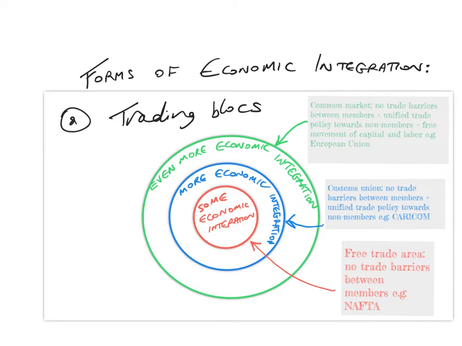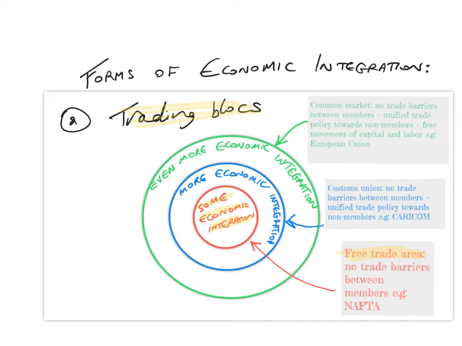The second form of economic integration is the creation of something called trading blocks. Now, there are three types of trading blocks you need to be familiar with. The simplest form of trading block is a free trade area, an FTA. Okay, this involves some economic integration. That's why it's the inner circle. That inner circle in red is the FTA. So what is a free trade area?